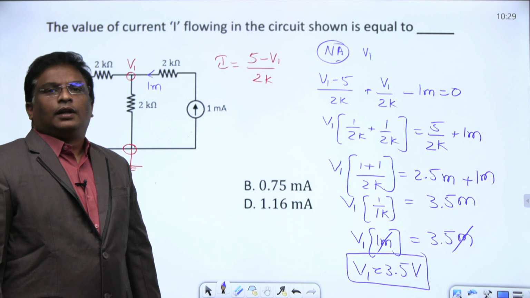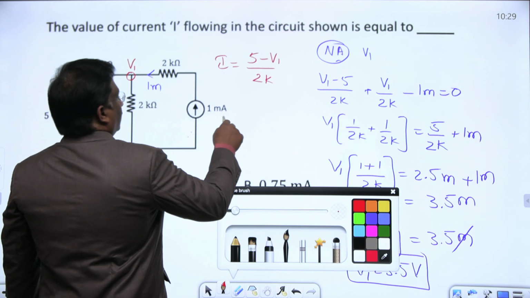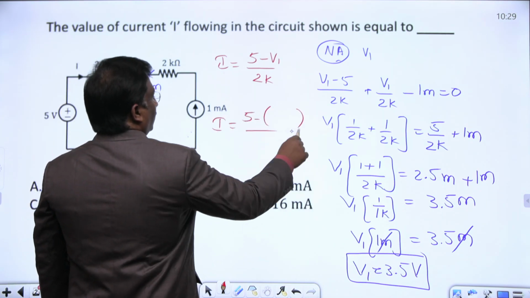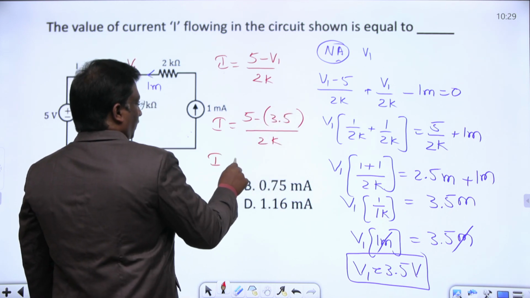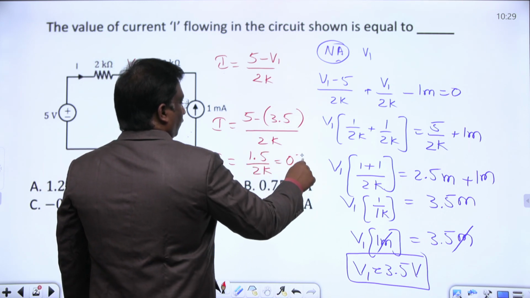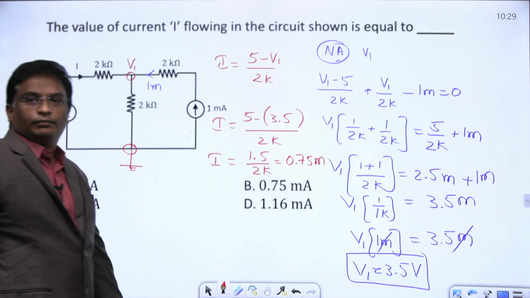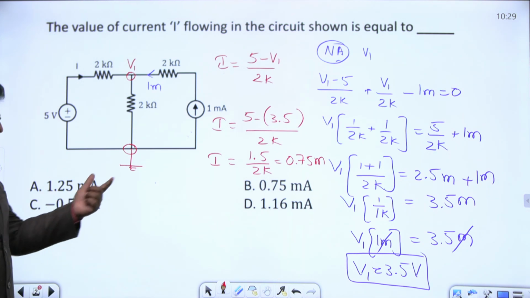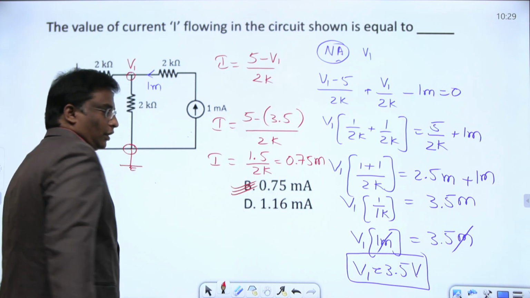They are asking us to determine the current I. This I is equal to 5 minus V1. We found V1 as 3.5 volts. So this I is nothing but 1.5 divided by 2k, or 0.75 divided by kilo. Kilo in the denominator goes to the numerator and becomes milli. Now choose the correct option: 1.25 milli, 0.75 milli. Answer B is the correct answer. Option B is the correct answer.